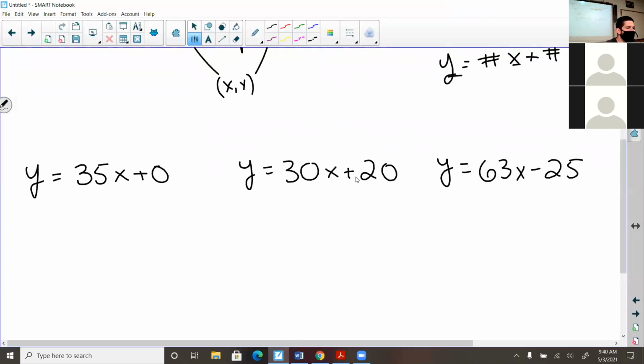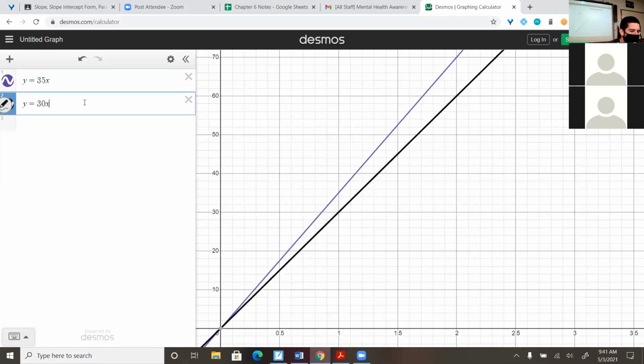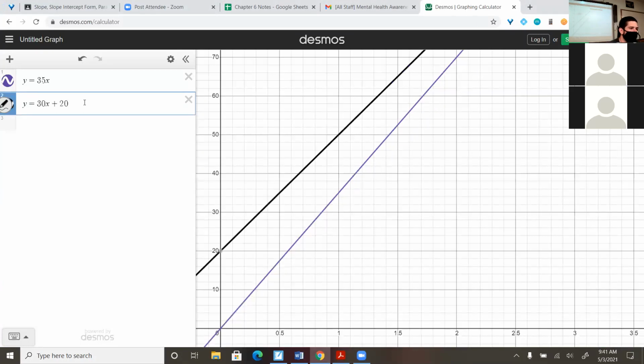Now, what's happening with this car here? Well, according to the second car, it has an average rate of 30 miles per hour. So that means it's going slower. But that 20 means that it would have had a head start. So it's starting 20 miles ahead of the first car, but driving at a slower rate. So y equals 30x plus 20.